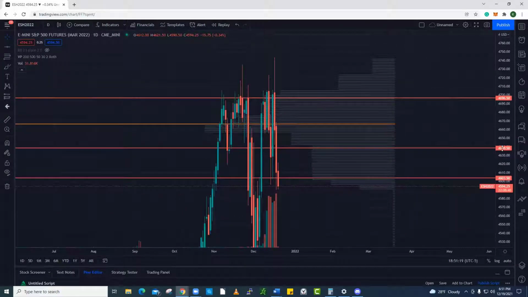If you're still with me, give me a thumbs up in the chat. All right, excellent. So this yellow line is the POC.